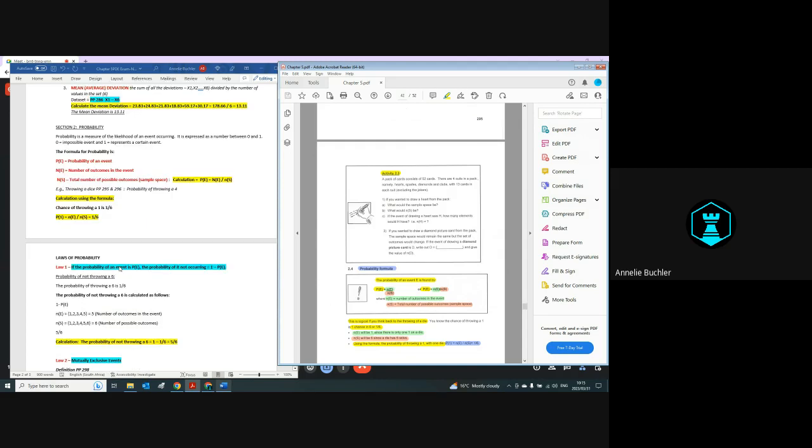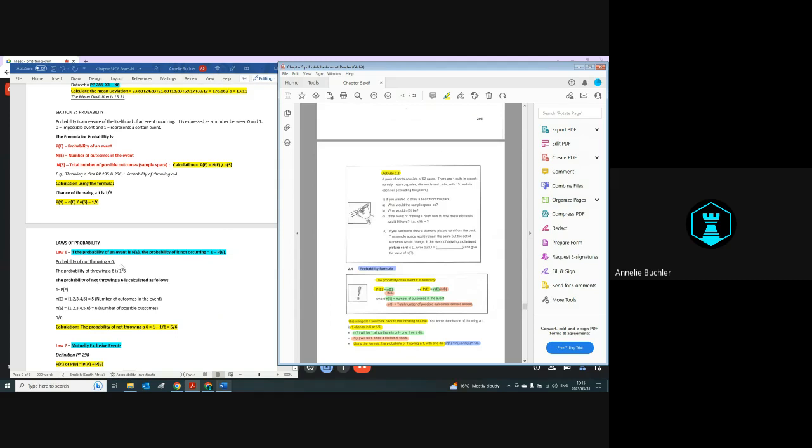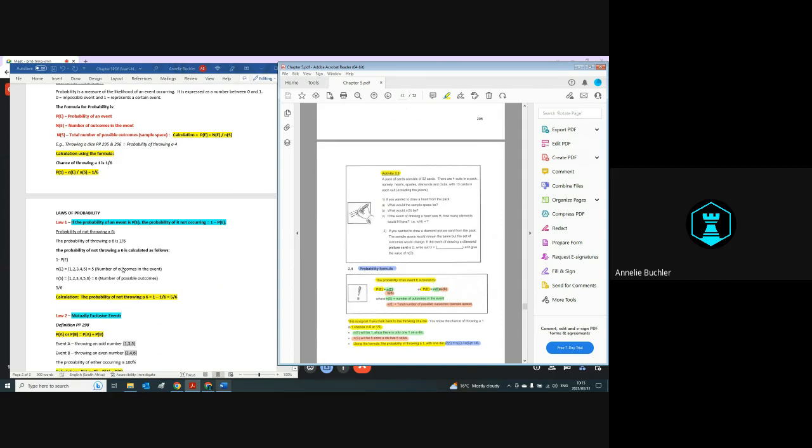Now we're going to move on to the laws of probability, and we're going to come back to the formula of the probability again. Law 1: if the probability of an event is PE, the probability of it not occurring is 1 minus PE. So it's 1 minus the event. The probability of not throwing a 6 on the dice: the probability of throwing a 6, remember we said, is 1 out of 6. The probability of not throwing a 6 is calculated as follows.